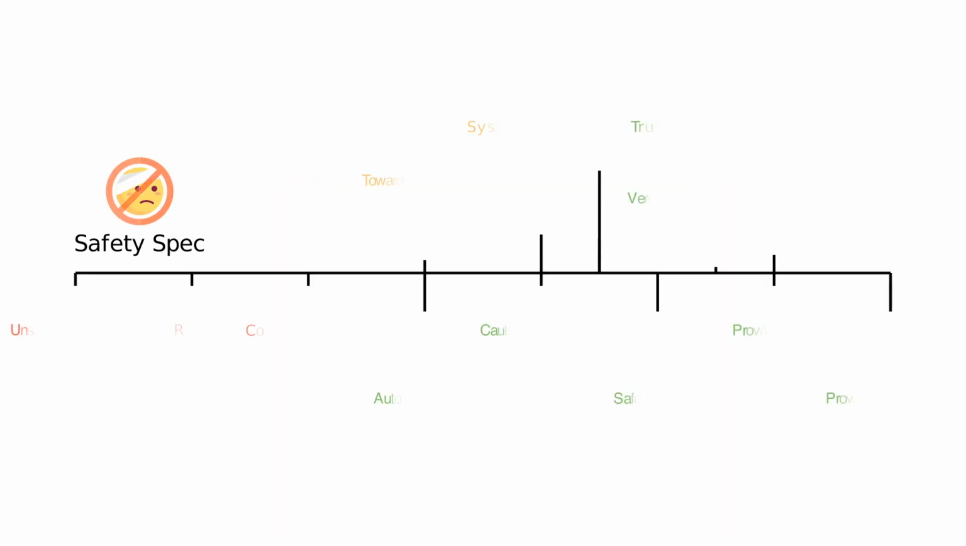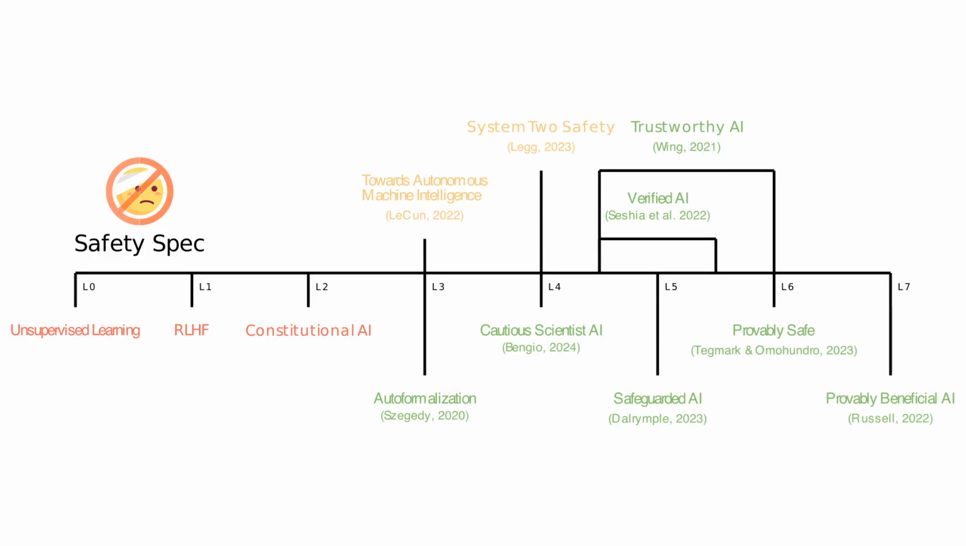Let's look at the safety specification spectrum. At level 0 is unsupervised learning. And if you ever played with a base model, you know that at times it can feel like you've entered the dark corner of the internet. A step up from that is RLHF and constitutional AI, but these methods ask users or other LLMs to qualitatively judge model outputs and do not provide a quantitative measure of safety. Again, the approaches colored in green fit into the Guaranteed Safe AI framework, since they provide a quantitative safety specification.